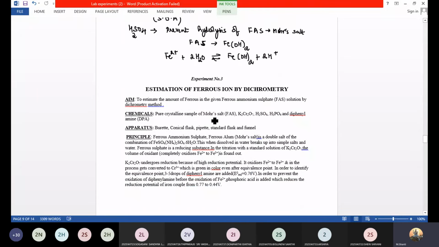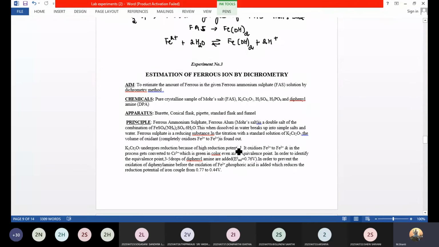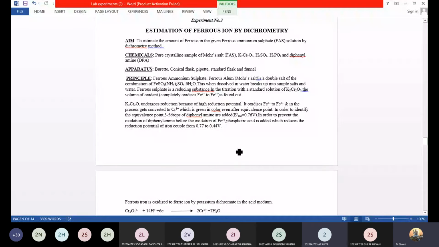Any more doubts in experiment 2, because I'll be starting with experiment 3 now. If no doubts, we'll proceed to experiment 3. The third experiment is again estimation of ferrous, only by using a different kind of oxidizing agent. What was the earlier oxidizing agent used in experiment 2? Permanganate solution, permanganometry. The same estimation you can do by using dichrometry.